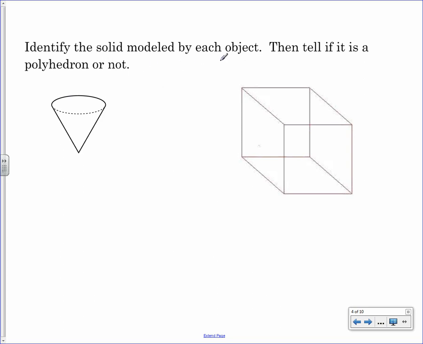Identify the solid modeled by each object. So give it a name. That's what that means. Then tell if it's a polyhedron or not. Okay? What name is this shape? A cone. Is it a polyhedron? Yes or no? Not a polyhedron. Why? Because it's arced, right? It's not straight lines. It's arced. That's fine. What's the shape?